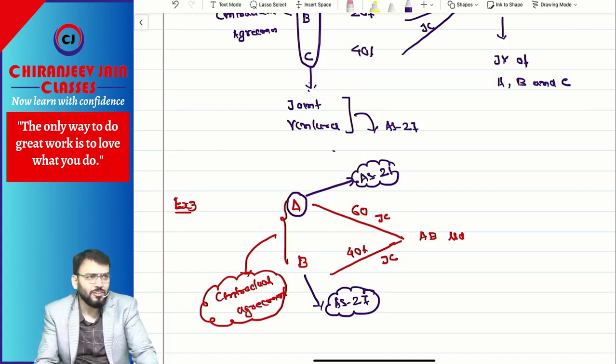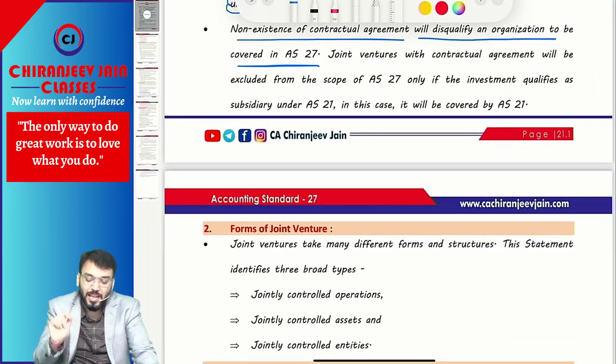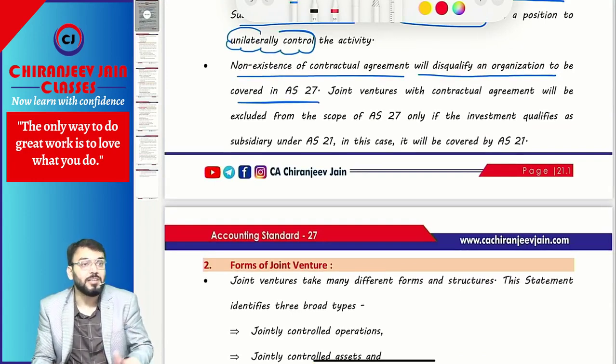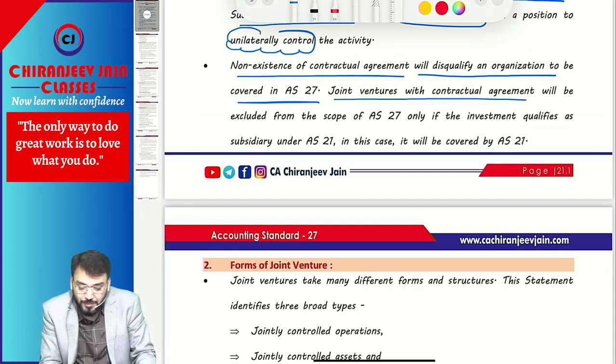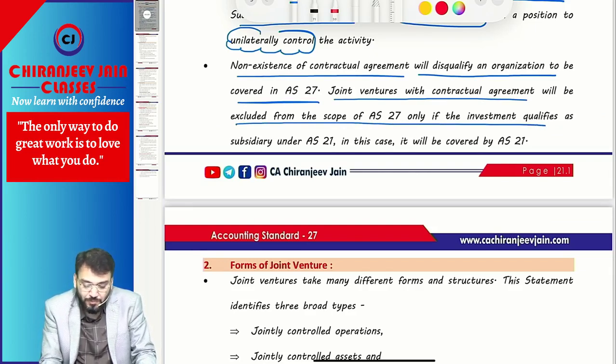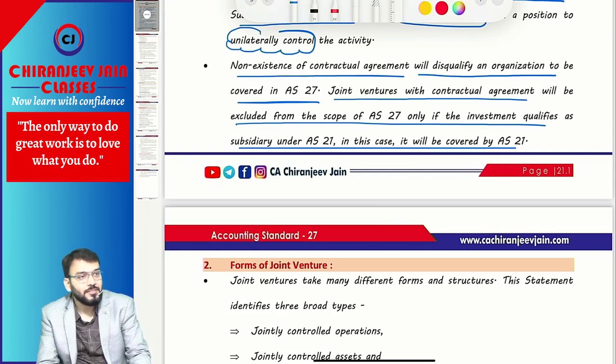However, that is not correct. When we come to CA Final, I will say that in the books of AB, it is a joint venture only. That is not correct, because A does not control; A is having joint control. But if you go to the Act, we'll read it and interpret it. As per the interpretation of the Act, a joint venture with a contractual agreement will be excluded from the scope of AS27 only if the investment qualifies as a subsidiary under AS21. In this case, it will be covered by AS21. Understood? Have you understood this point?